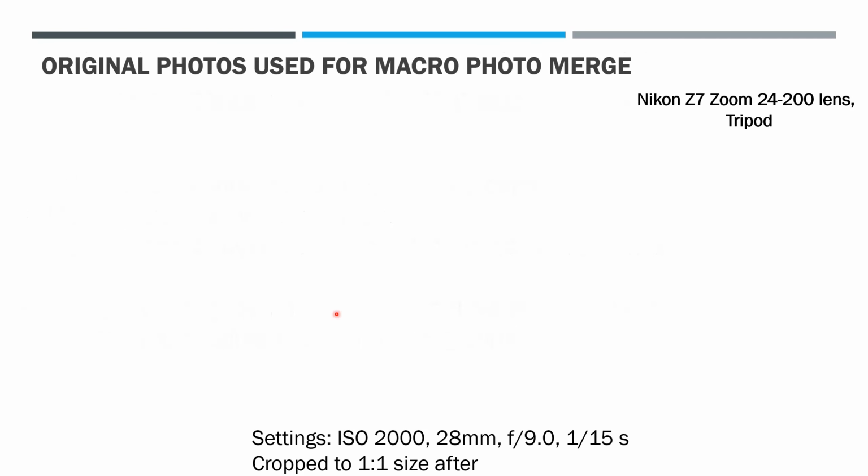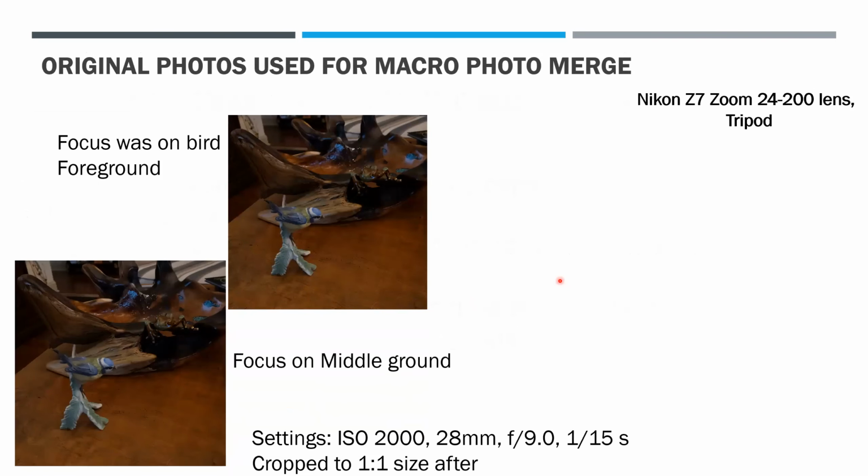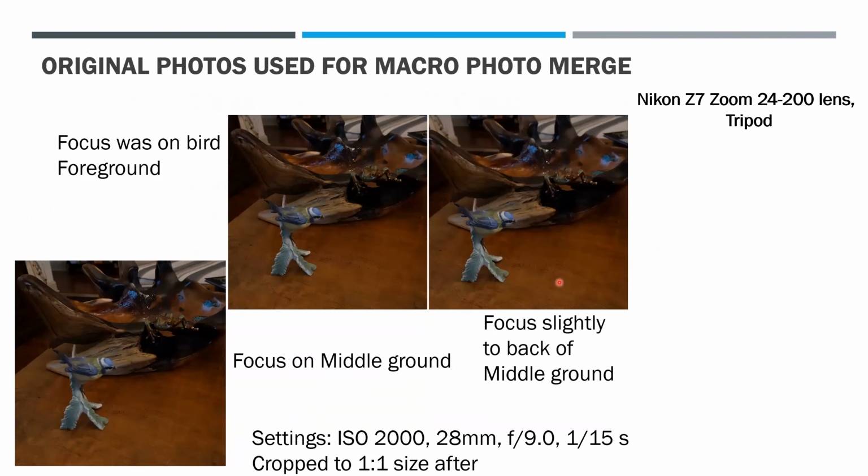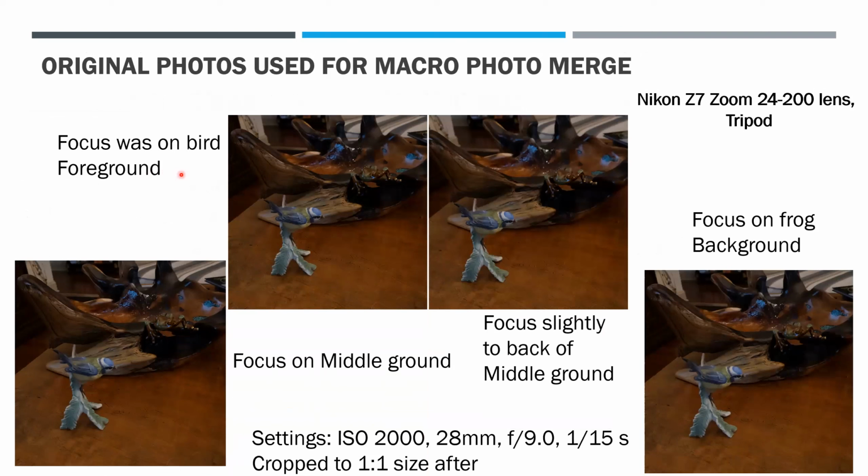I did some of this sitting in my recliner when my hip was really bothering me before surgery. Focus was on the bird in the foreground here, and zoom. I was using my Z7 II, I think a 24 to 200 lens, on a tripod.